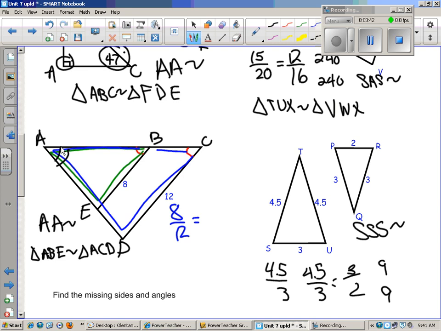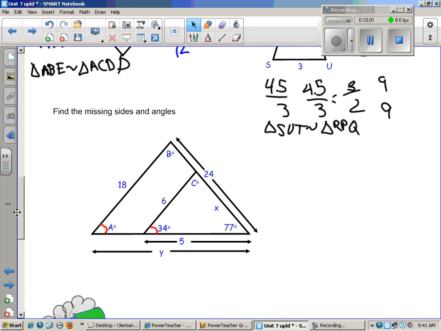And then triangle SUT is similar to triangle RPQ. And then last but not least, what I said, well, we're going to identify shortcuts, and then we're going to use those shortcuts to solve for missing sides. So first of all, are these triangles similar?